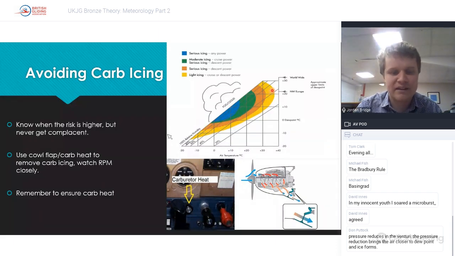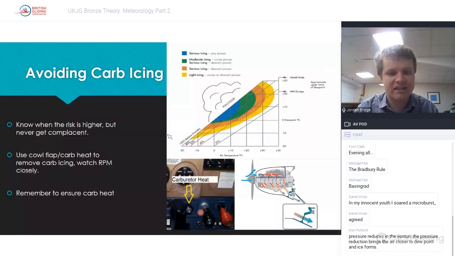It is really dependent on what is going on, humidity. So yeah, around these areas here. How do we get rid of it? Well, you can use the cowl flap in something like a Rotax to control the heating of the engine. It doesn't really have a carburetor heat, but we can control the heat by that.